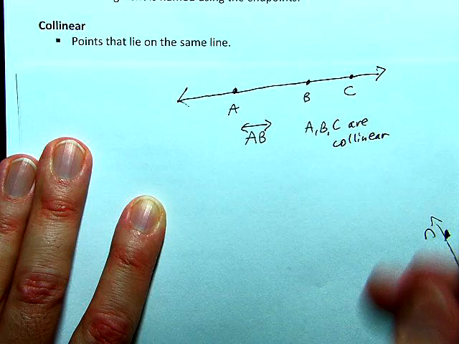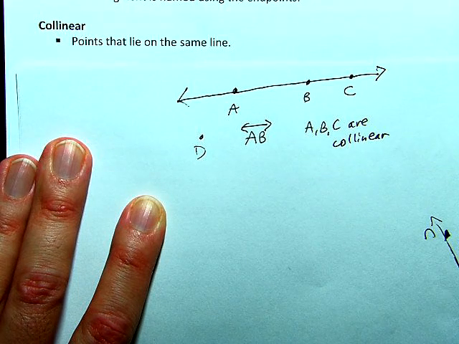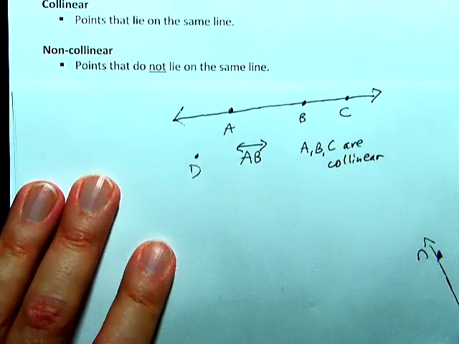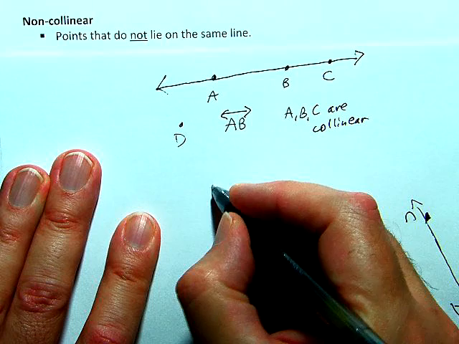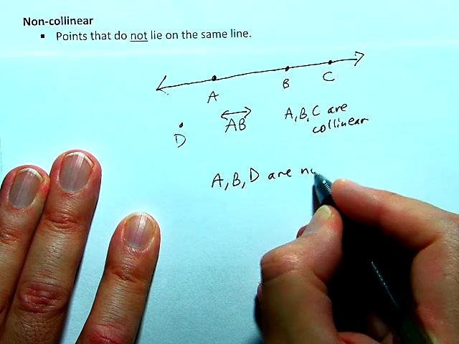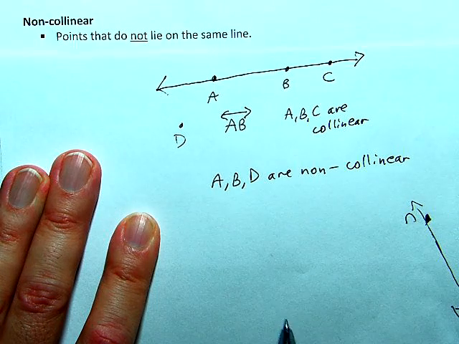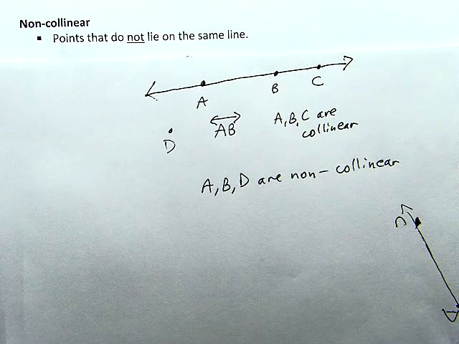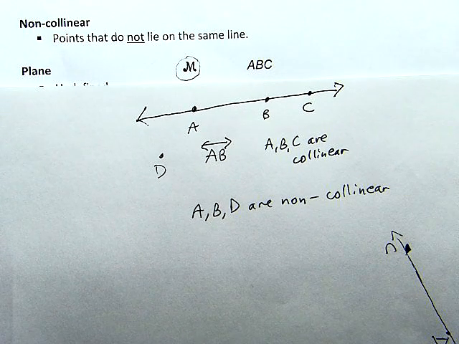Now if I had a point D down here that was not on the line, I would then say, and this is the next term that we're going to discuss, non-collinear points, or points that do not lie in the same line. I would have to say that A, B, and D are non-collinear because they do not lie in the same line. Okay, so that covers points and lines, and we're going to be moving on to planes in the next video.